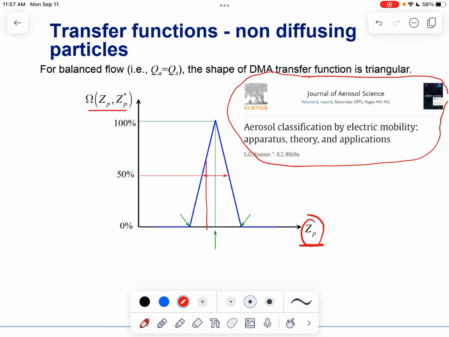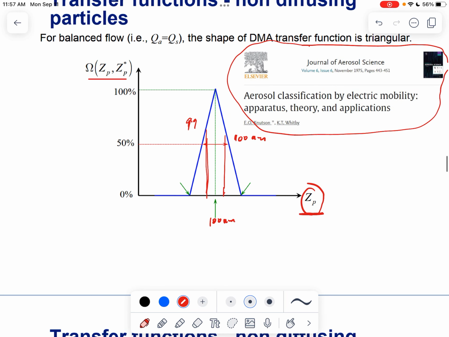right? So this means that when we're using a DMA to classify particles and set a certain voltage onto the DMA, there are always going to be particles of different sizes getting collected. So if we're trying to collect, let's say, 100 nanometer particles, then the CPC is actually counting 99 nanometer and 100 nanometer particles. And people further defined this transfer function.